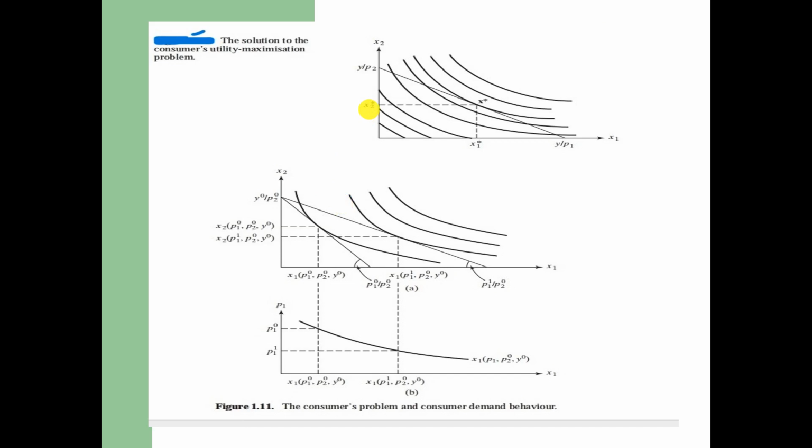In the diagram below, we see this is the original budget line and then the price of X1 decreases, then this is the new budget line. Then in that case, the quantity demanded of X1 will increase, and this basically shows the Marshallian or the ordinary demand curve. We can derive the Marshallian demand curve from a change in the price of X commodity when this commodity is normal. So this is the consumer problem and the consumer demand behavior.